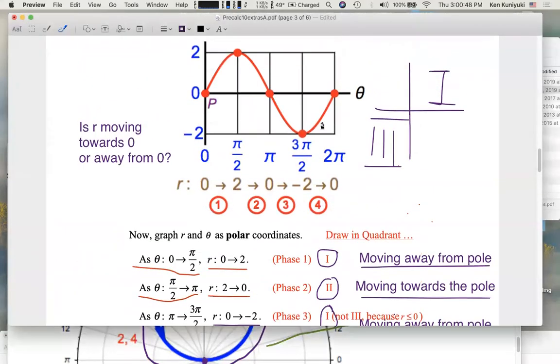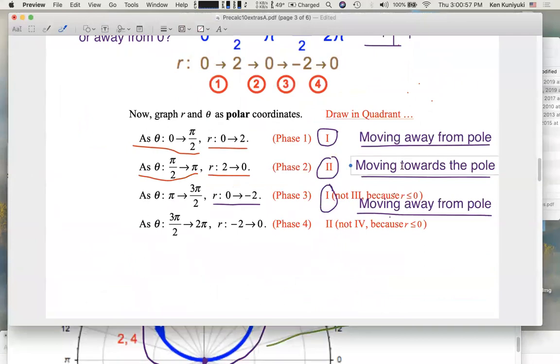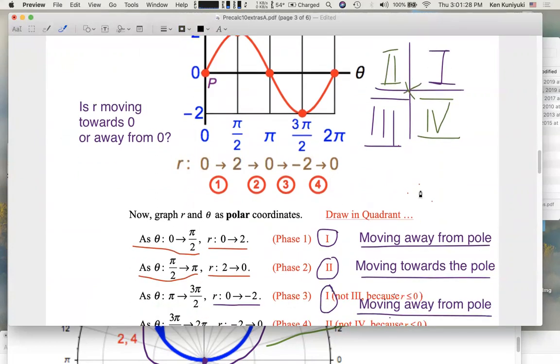In quadrant 4, theta is going from 3 pi over 2 to 2 pi. R is going from negative 2 to 0. If R is approaching 0, we're moving towards the pole. Now, we think we're in quadrant 4, but wait, R is not positive, R is negative. So we're not in quadrant 4. I'll do this in green. We're in quadrant 2, the opposing quadrant. Remember, 1 and 3 are opposing quadrants, 2 and 4 are opposing quadrants. If R is negative, you flip to the other opposing quadrant.